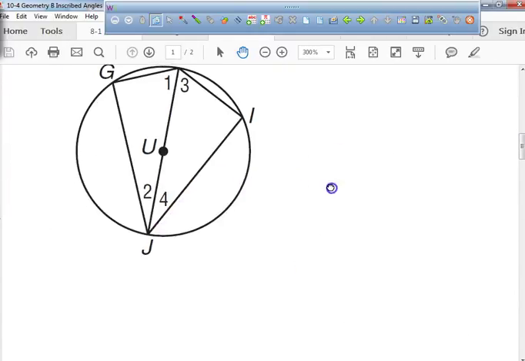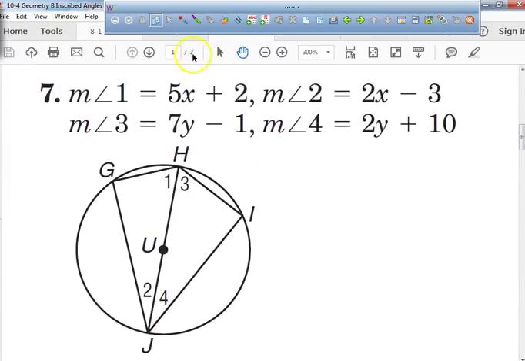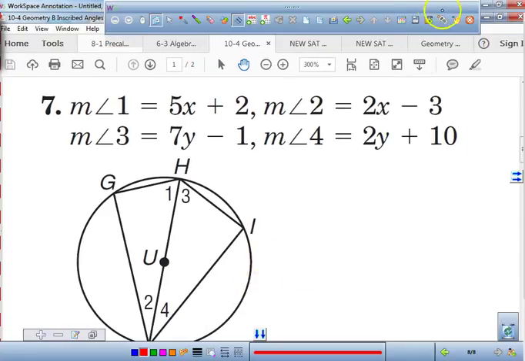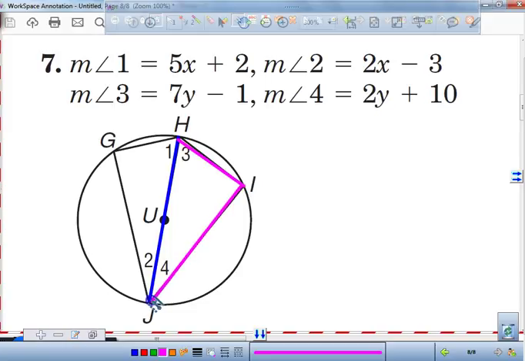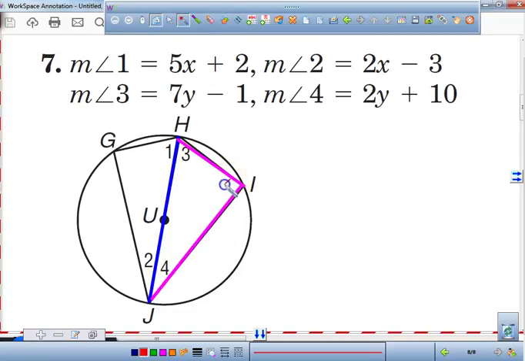Now, if we look at problem number 7, you'll notice that there is a diameter involved. What is the length of the diameter? It goes from H straight through U to J, which means that this angle right in here has to be 90 degrees. That's a horrible looking 90 degree angle. But you know what? It'll move right in there.